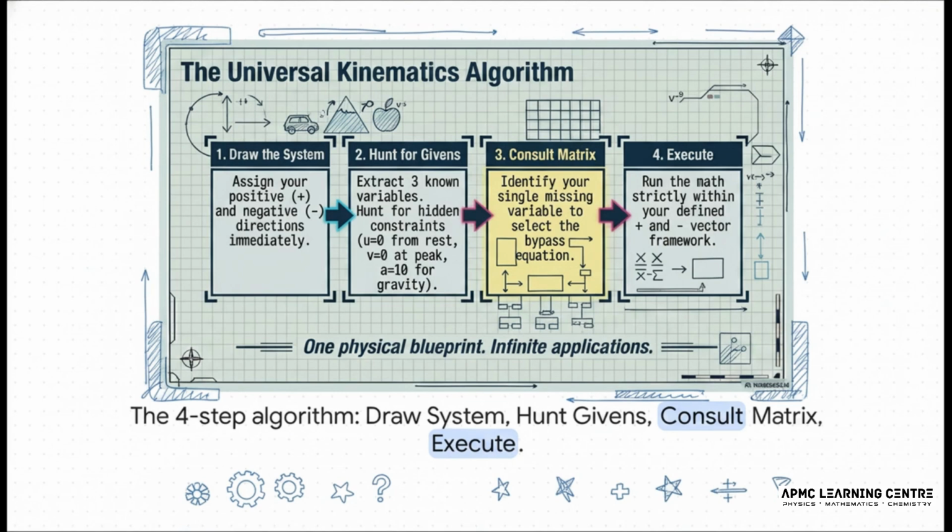Step 1, draw the system and define your positive and negative directions. Step 2, hunt for your 3 given variables and don't forget to look for those hidden ones. Step 3, consult the matrix to find the perfect equation. And step 4, execute the math. That's it. That is a blueprint for solving motion.